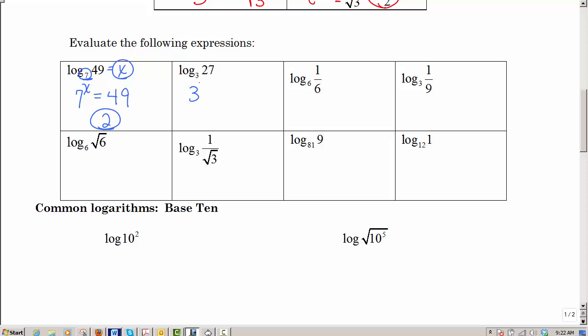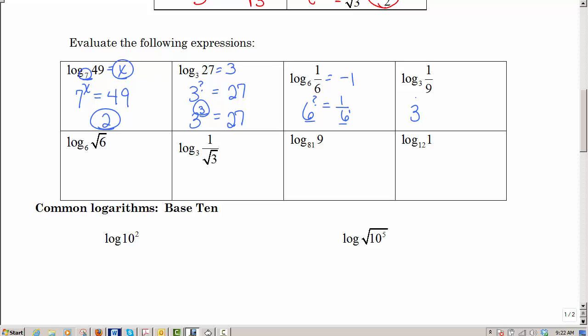So this is saying 3 raised to what power is 27. Well, if you need your fingers and toes, go ahead. But it is 3. 3 to the 3rd power is 27. So the answer is 3. This is saying 6 raised to what power is 1/6. Now look at how the base is the reciprocal. So what kind of exponents take the reciprocal of bases? Has to be negative. What's that power? 1. So if the bases are reciprocals, think negative.